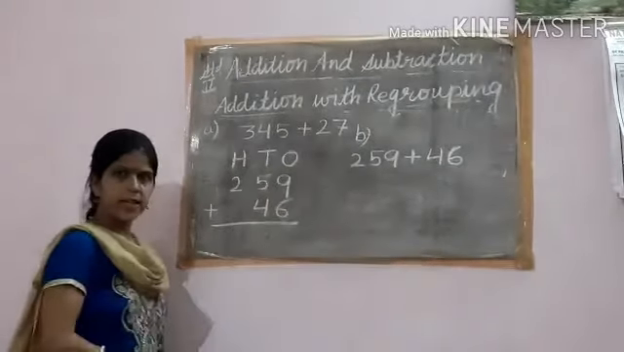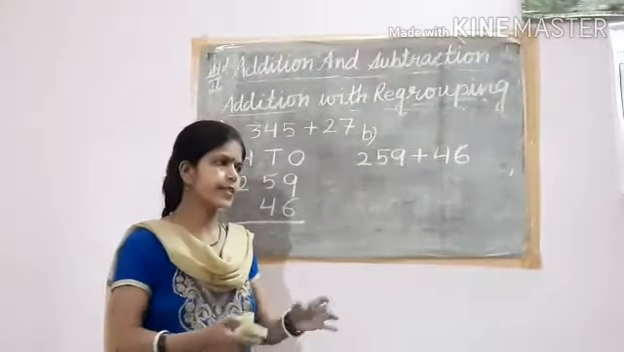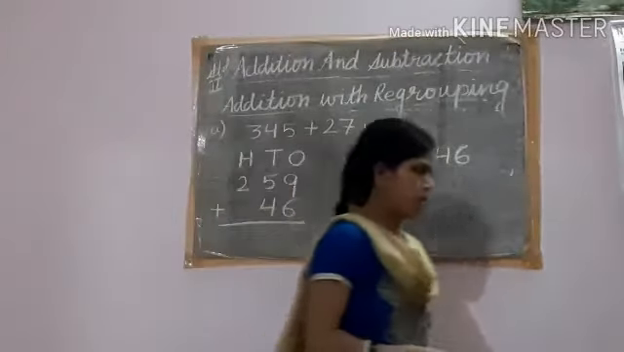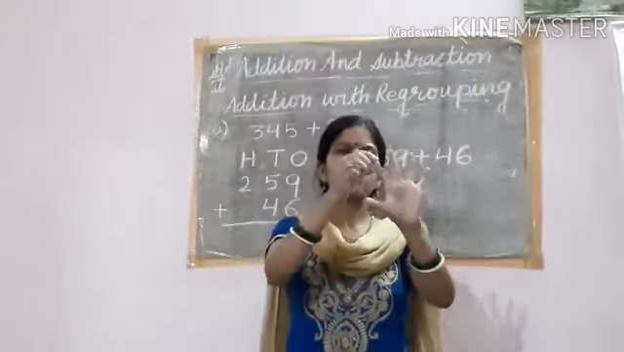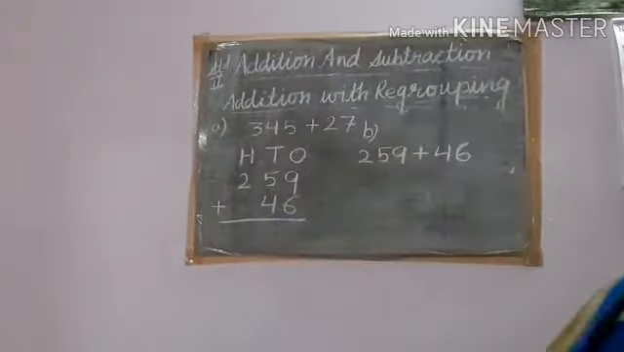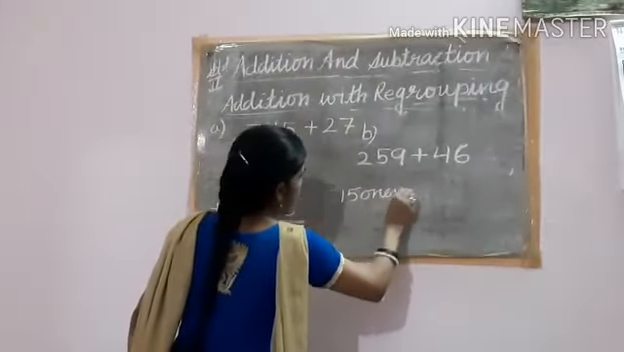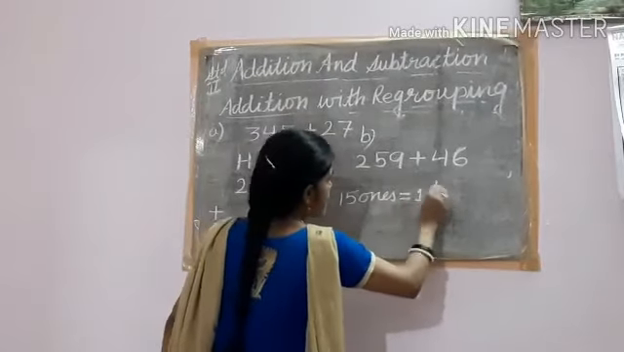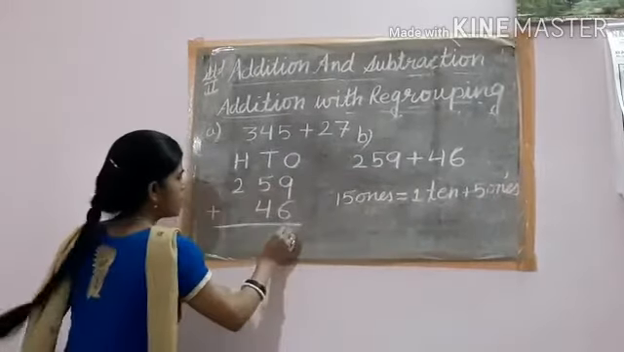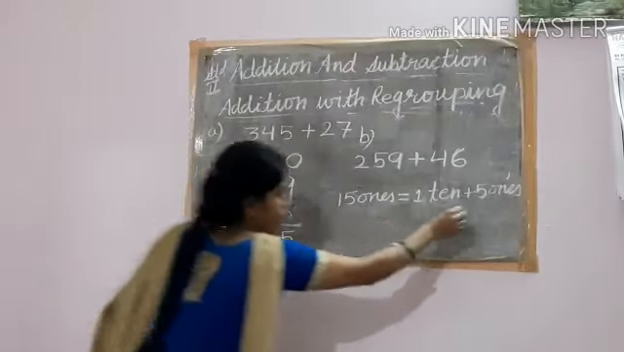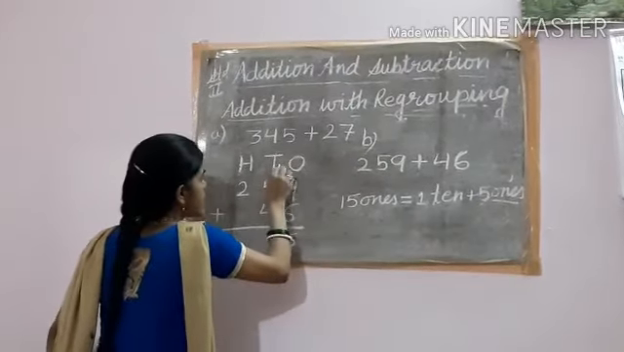9 and 6. 9 plus 6. Count after 9 six numbers: 10, 11, 12, 13, 14, 15. So 15 ones are coming. So how to regroup this number? That is 1 ten plus 5 ones. So 5 ones will come here, and the tens place number will go to the tens place.